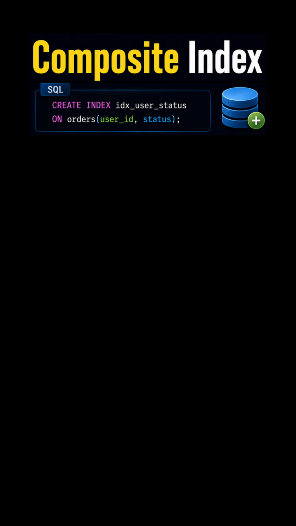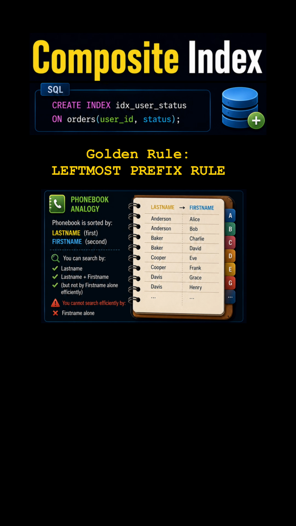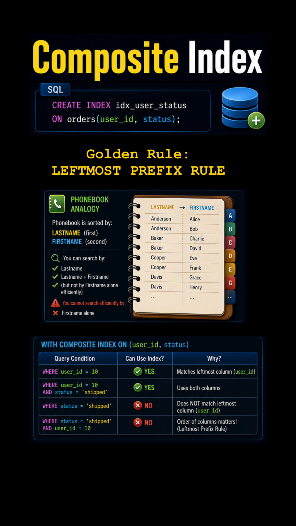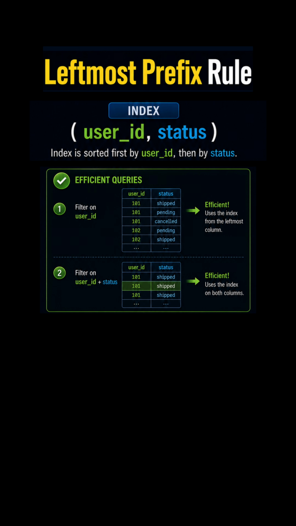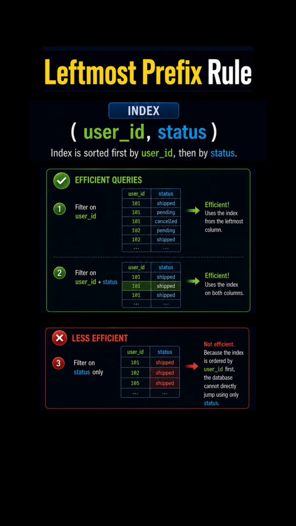Composite indexes contain multiple columns, and this introduces one of the most important optimization rules called the leftmost prefix rule. Think of it like a phone book sorted by last name first, then first name. Leftmost prefix rule. Suppose your index is user_id and status. Efficient queries include user_id alone or user_id plus status. But searching only by status is less efficient because index ordering starts from user_id first.